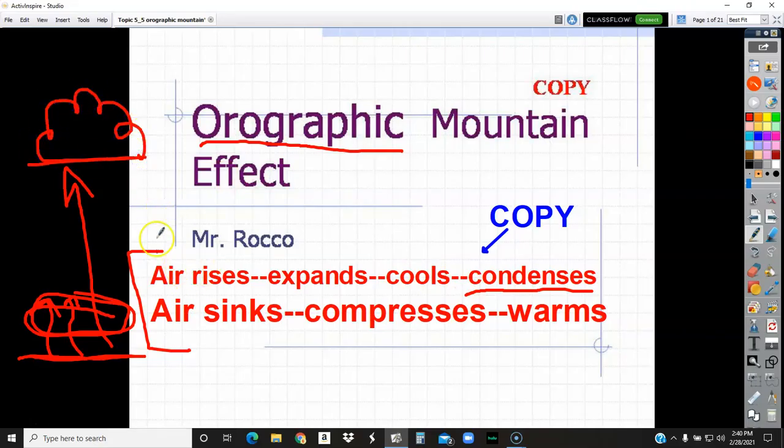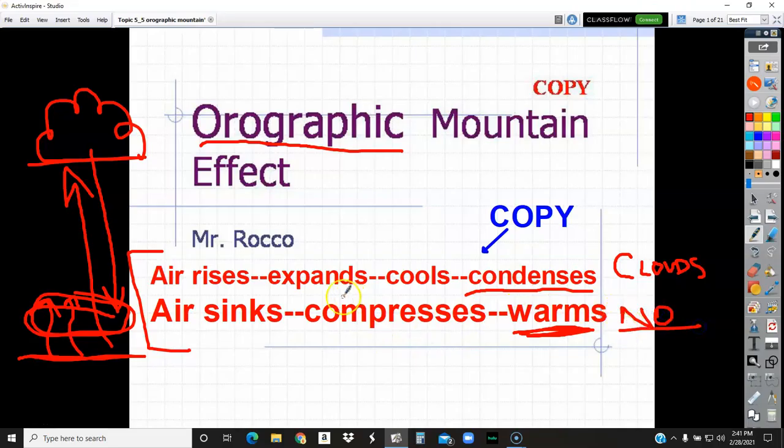The opposite happens to air that sinks. Sinking air, as it's coming back down, the pressure is increasing, and so the molecules are compressing. They're getting forced together. That's going to create a lot of friction, which creates a lot of heat, and the temperature of the air mass actually gets warmer. Warmer air does not create clouds. So this first thing here where it rises, expands, cools, and condenses, that's where you're going to get clouds. And then the second thing, where the air sinks and compresses and gets hotter, you're going to get no clouds.